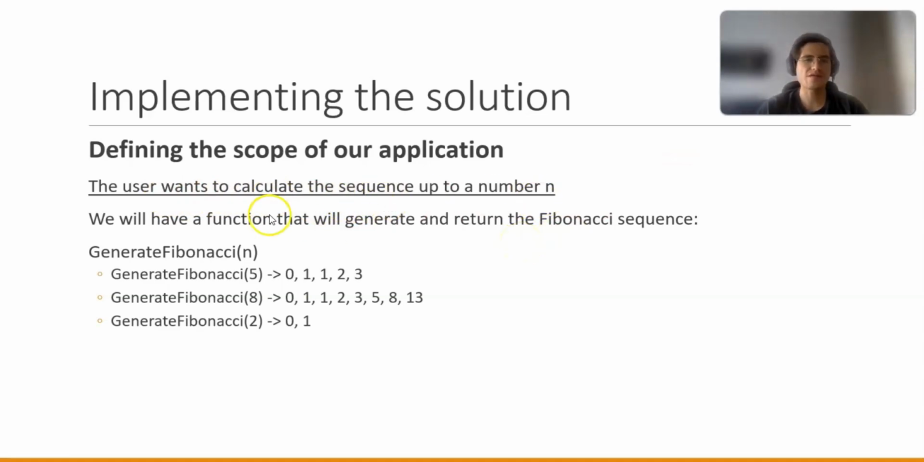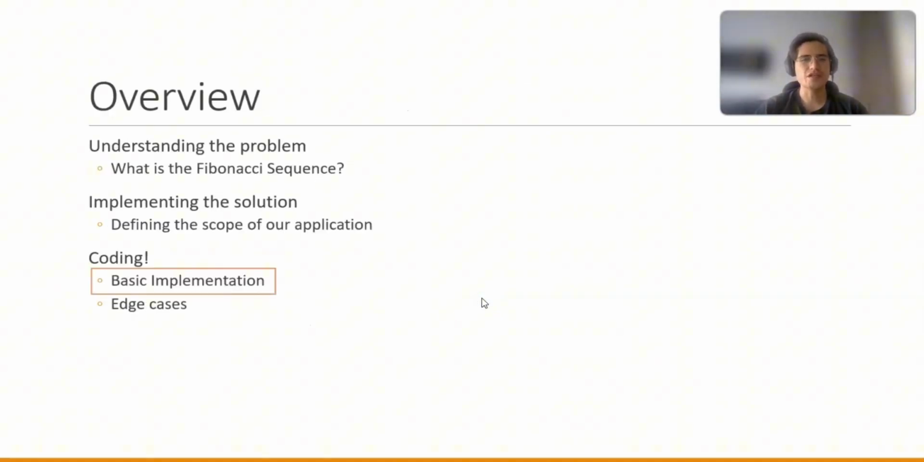So that means that we'll have a function, and let's remember that a function is just a piece of code which executes a specific task. So in this case, it will generate the Fibonacci sequence. It will receive an input, which is the number n, and it will return the n terms of the sequence. So if the user inputs 8 here, we should be returning the first 8 terms of the sequence. So, okay, now we have a clear idea of what our application will do. We will have this function, so we just need to implement it.